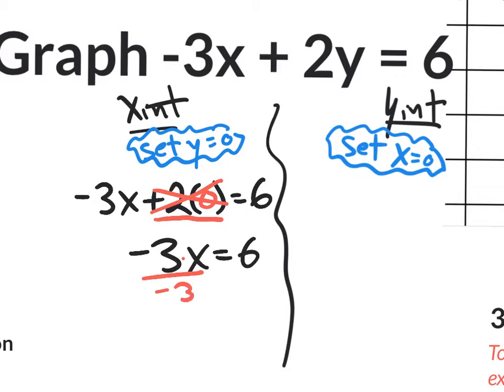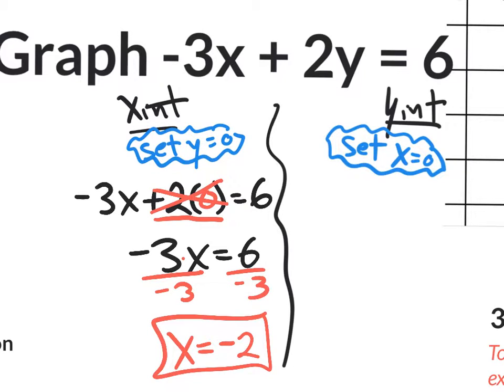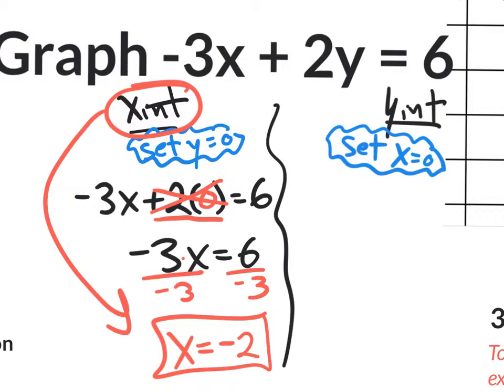And how do you solve that? You divide by negative 3, divide by negative 3. So you get your answer. Your x-intercept is negative 2. So that's your x-intercept value. That tells you where it's going to cross the x-axis. So let's find the y-intercept now. Again, for the y-intercept, you're going to set x equal to 0.